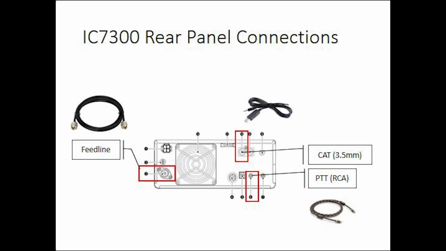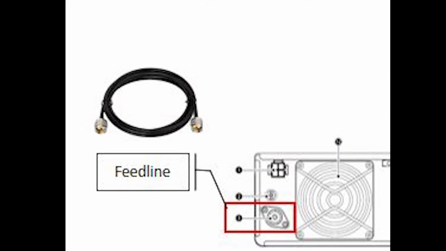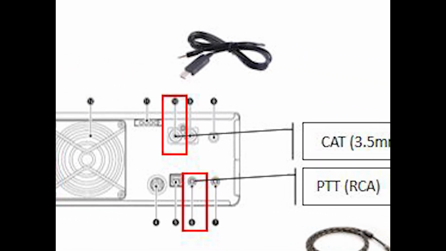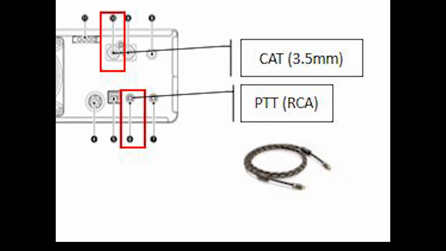Looking at how to connect these, let's start with the IC7300. Here you have the feed line that would be coming from your antenna. You'll need to disconnect this and add a new feed line that's going to go from the 7300 to the RF2K-S. Then on the upper right, you have a CAT cable, which is 3.5 millimeters on the IC7300 and a USB port on the RF2K-S. Finally, towards the bottom, you have the push-to-talk, which is an RCA to RCA between the IC7300 and the RF2K-S.